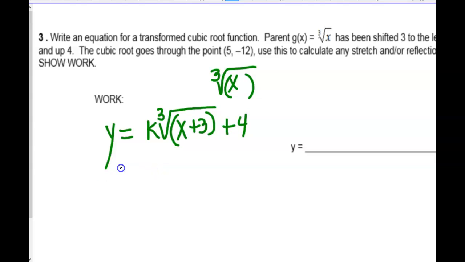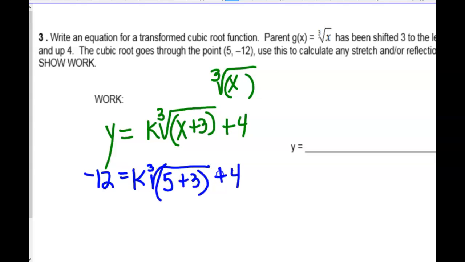Now what are we putting in? Negative 12 equals cubed root of 5 plus 3, with a plus 4 on the back. Okay, if your cube root doesn't come out nice, you did something wrong, because I did not give you one that's nasty, okay? What is 5 plus 3? And the cubed root of 8 is 2.